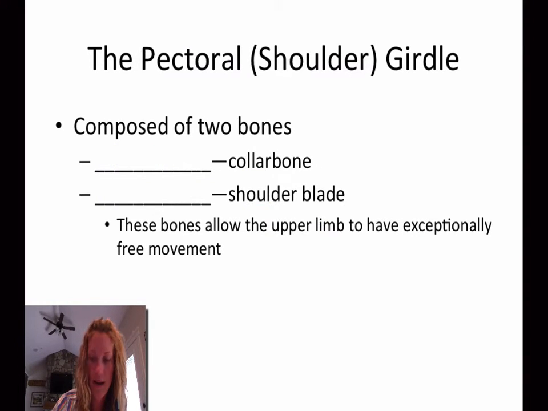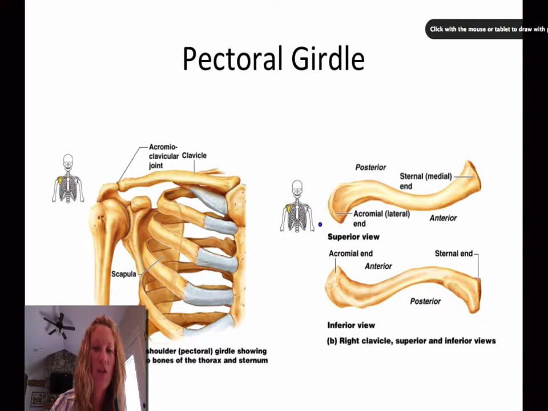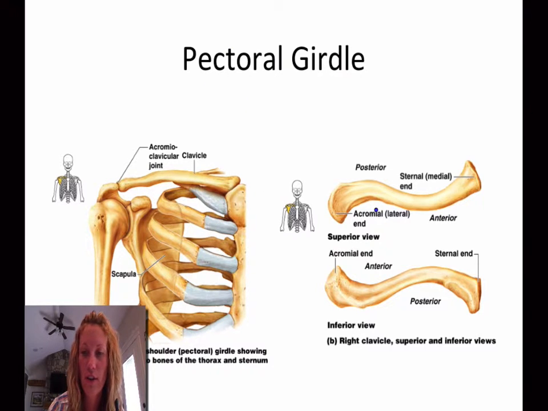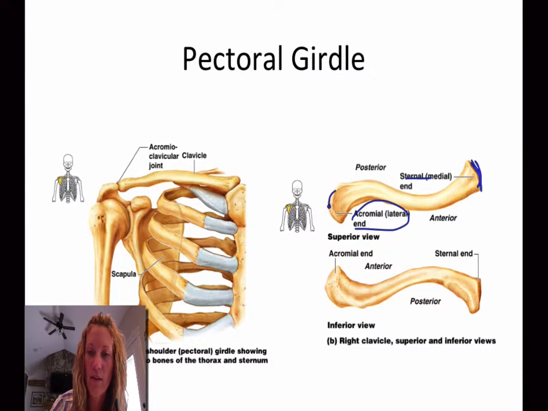And let's go ahead and look at a picture. Okay, so the pectoral girdle here, this is our picture of our clavicle. The clavicle has an acromial end and then a sternal end. Notice that the sternal end is pretty flat, and then the acromial end is going to point towards the acromial area. Okay, the sternal end is going to point to the sternum side.